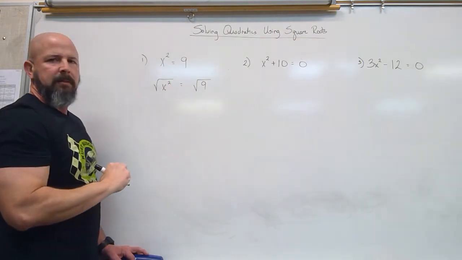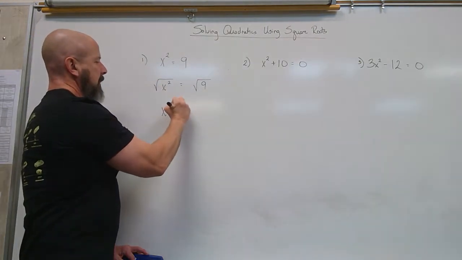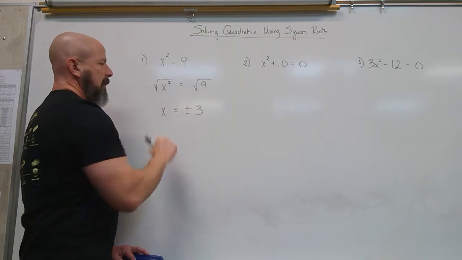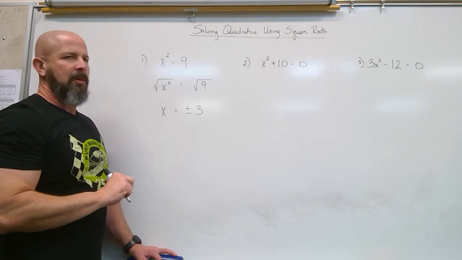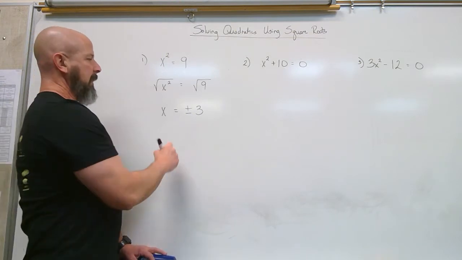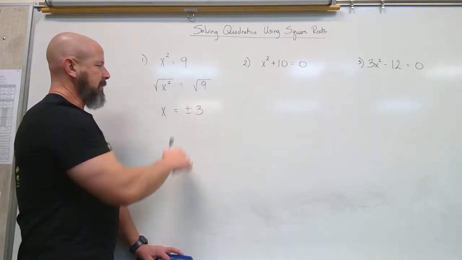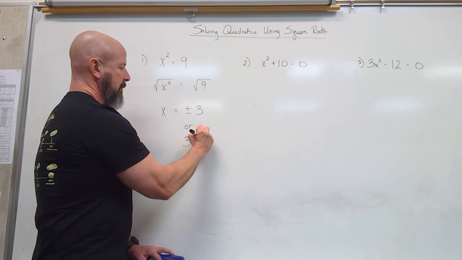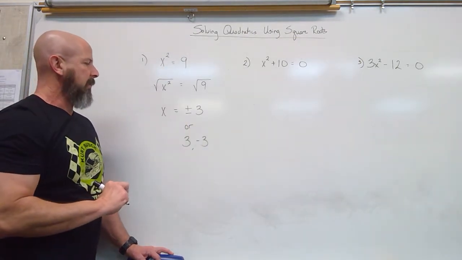both sides. When I square root the x squared, I get x, and when I square root the 9, I get plus or minus 3, because negative 3 squared is 9, so is positive 3 squared. So my two solutions are plus or minus 3. You can write it with the plus or minus, or you can write it with a comma in between. It doesn't matter which one comes first, whatever you're most comfortable with.